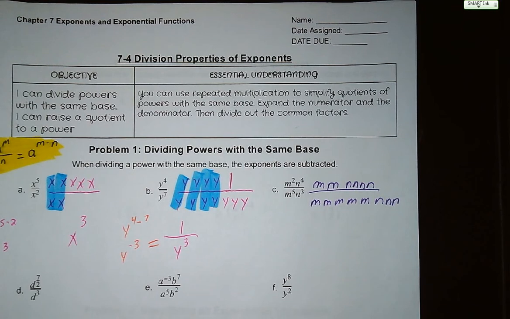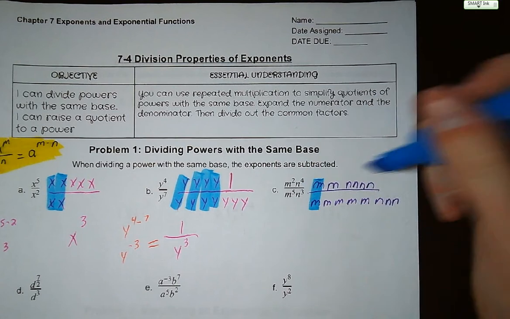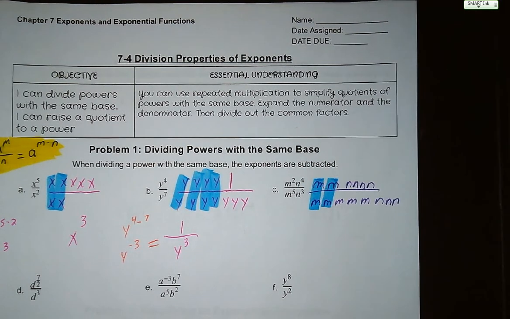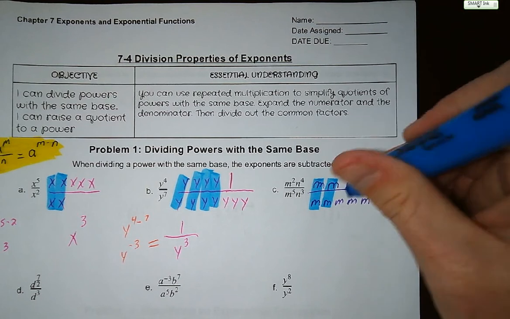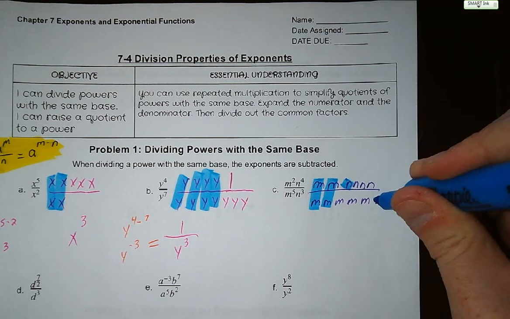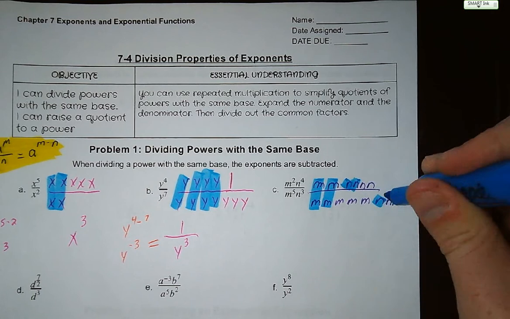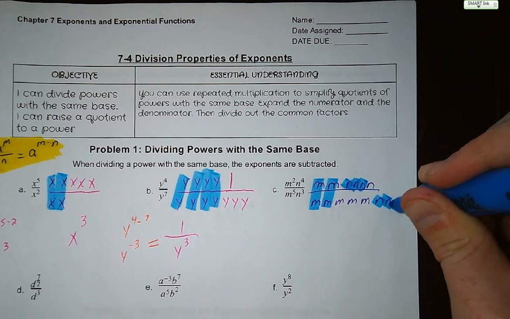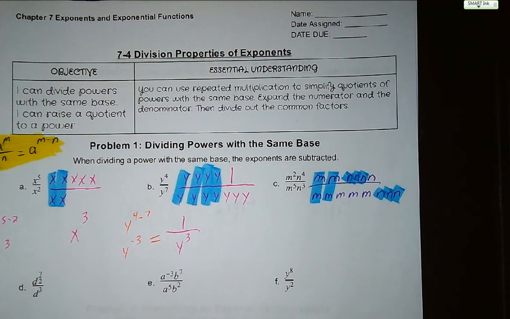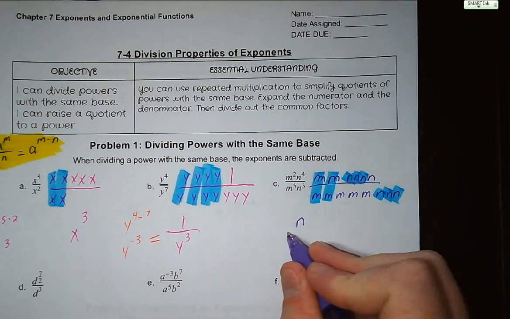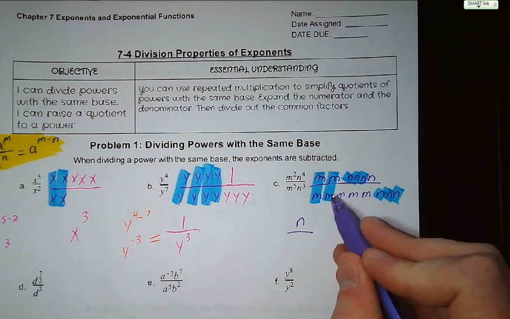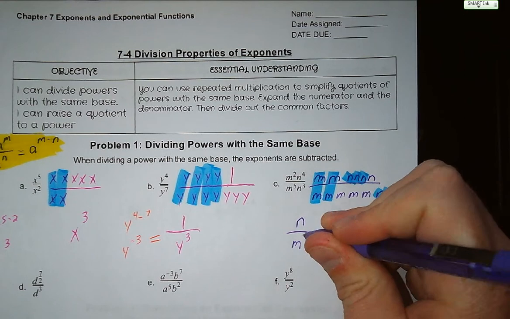So now we're going to cancel out our common factors. So those 2 m's cancel, those 2 m's cancel. I'm left with no more m's to cancel. So now I've got 1 n, 2 n's, 3 n's canceled. So what am I left with? In the numerator, I have 1 n, n to the 1st power. In my denominator, I have 3 m's, m to the 3rd power.